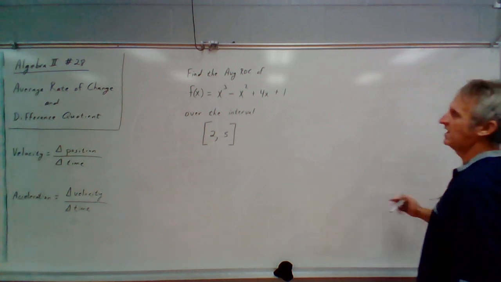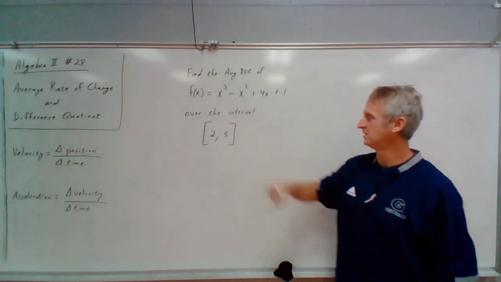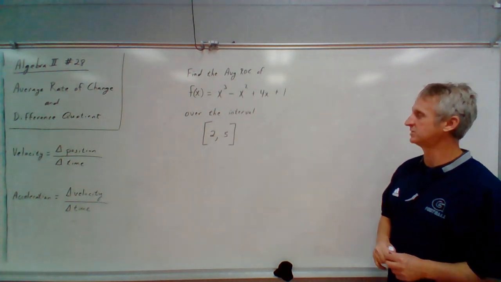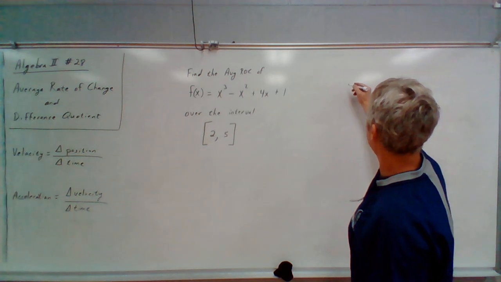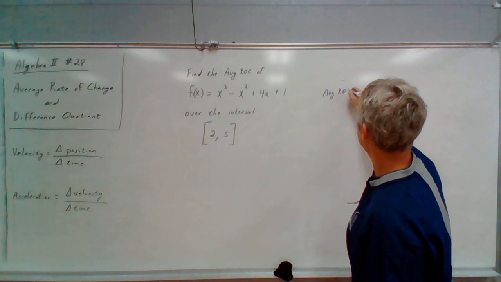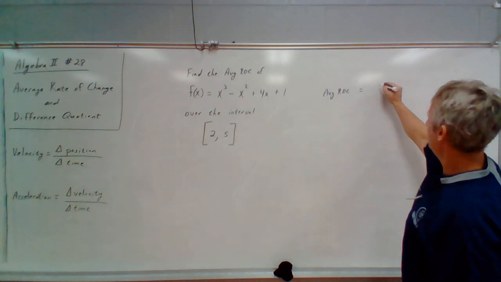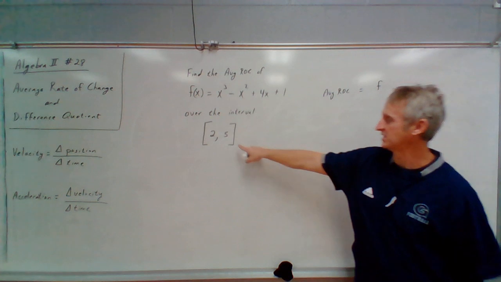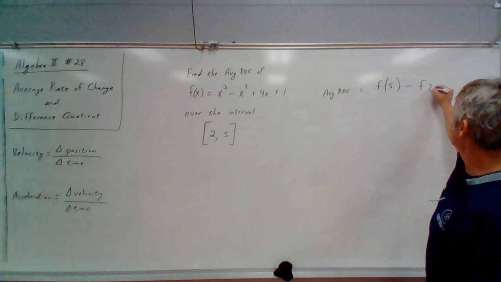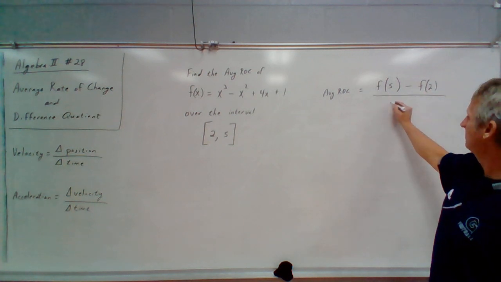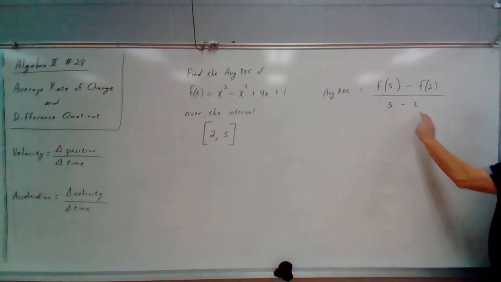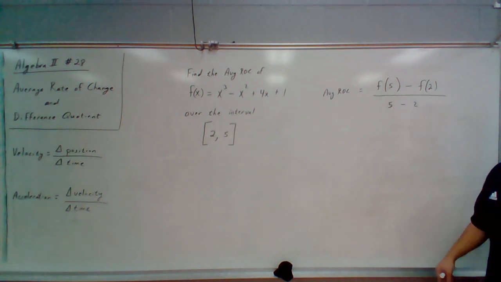All right, so let's say I want to find the average rate of change of this function over the interval from 2 to 5. Okay, so I'm not going to graph this, I'm just going to use the formula. Our formula says that the average rate of change is going to equal f of x2, which in this case, let's call that 5. So f of 5 minus f of 2 all over 5 minus 2. So just y2 minus y1 over x2 minus x1.